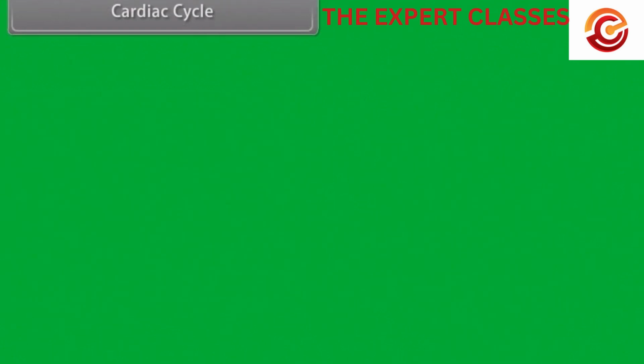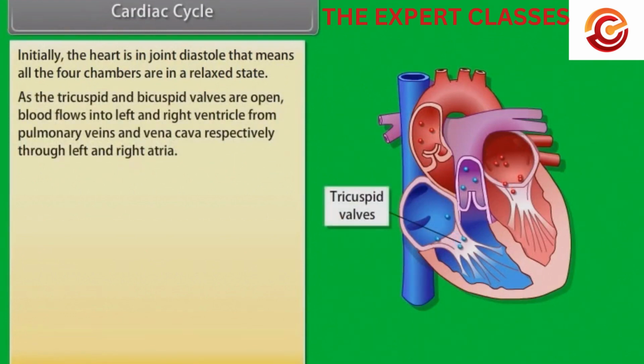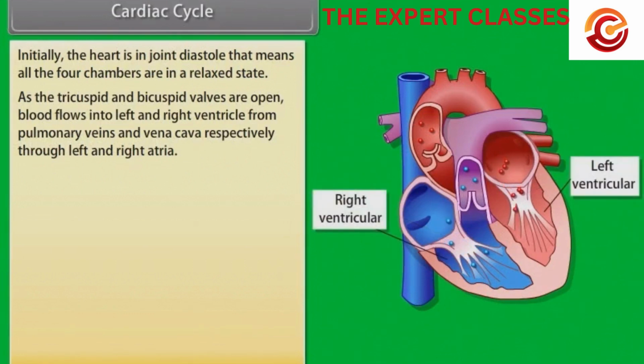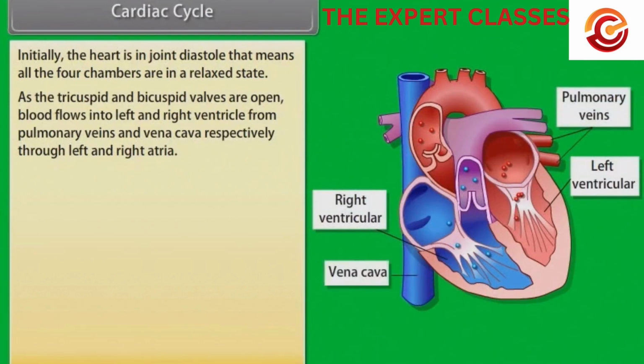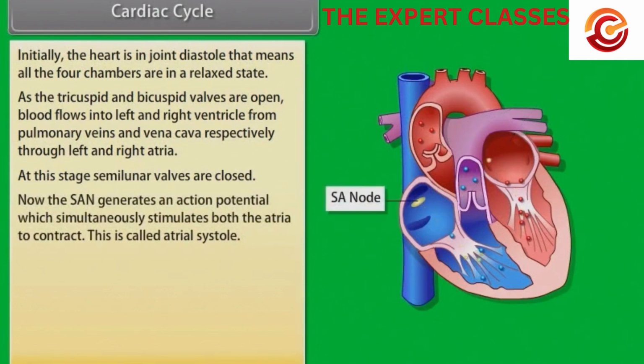Cardiac cycle. Initially, the heart is in joint diastole, that means all the 4 chambers are in a relaxed state. As the tricuspid and bicuspid valves are open, blood flows into left and right ventricle from pulmonary veins and vena cava respectively through left and right atria. At this stage, semilunar valves are closed. Now the SAN generates an action potential which simultaneously stimulates both the atria to contract. This is called atrial systole.